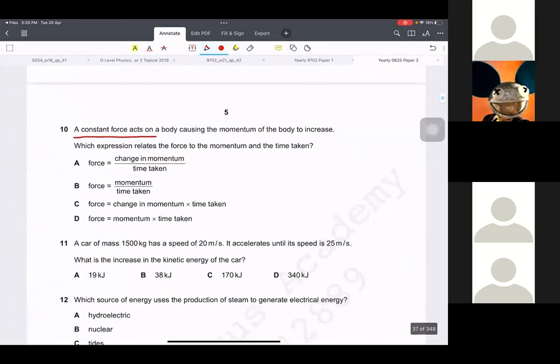A constant force acts on a body, causing the momentum of the body to increase. Which...? Momentum of the body increases.